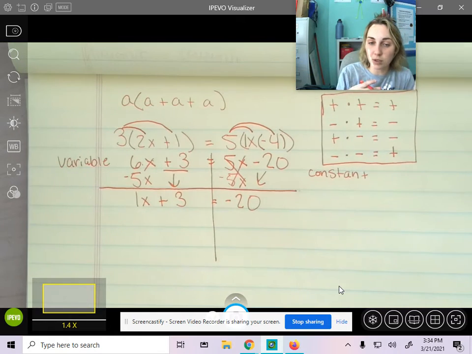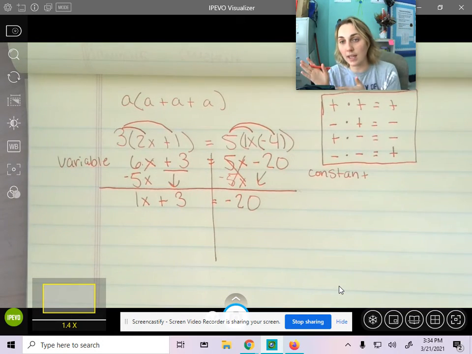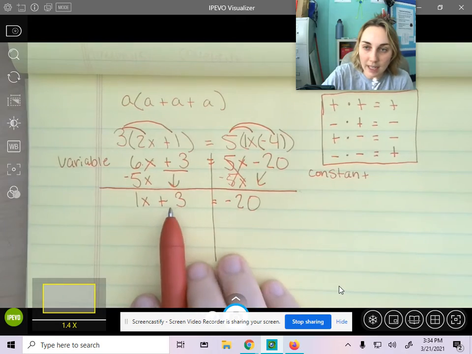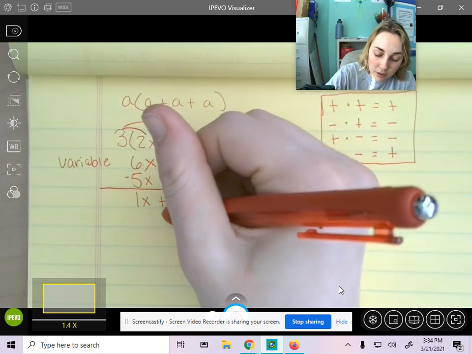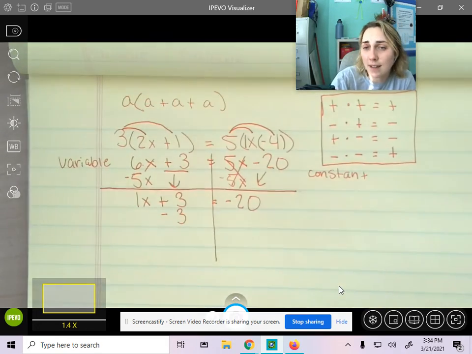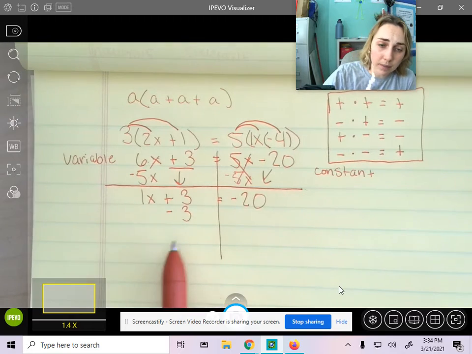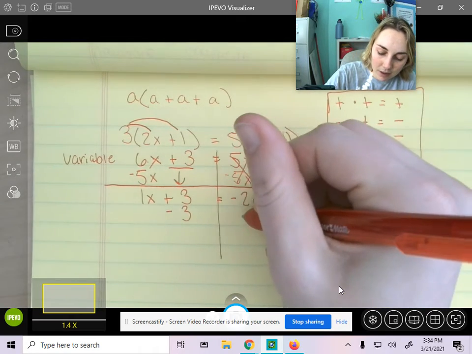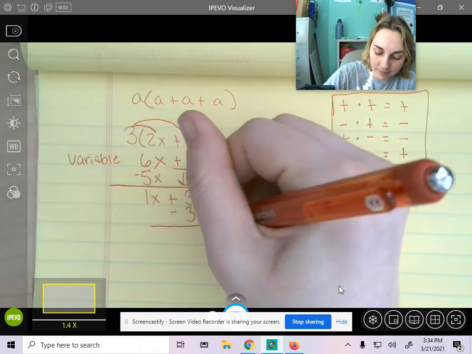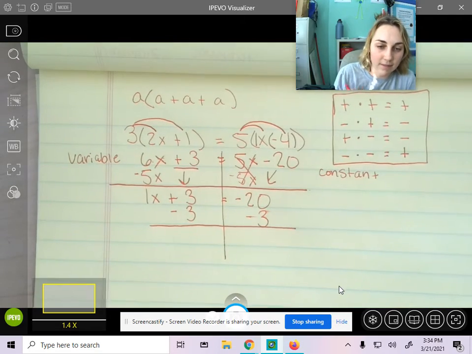Well, now that I moved my variables to one side, now I need to move my constants to the other side. So I need to move this 3. I need to get rid of it. So what I'm going to do is the opposite of a positive 3, which is a negative 3. Or the opposite of adding 3, which is subtracting 3. Again, same thing. So if I subtract 3 on one side, I'm going to do the same thing on the other side as well. Ew, smudging.